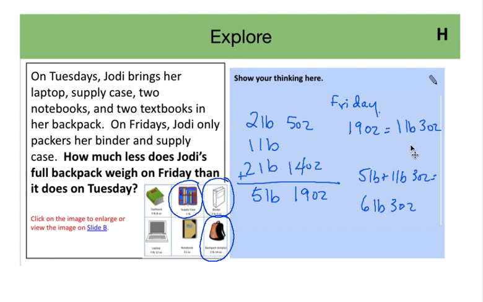So I went ahead and added that 1 pound, 3 ounces to the 5 pounds and got 6 pounds and 3 ounces. So that's a lot less weight on Friday. But we're not done yet. It says how much less does Jody's full backpack weigh on Friday than it does on Tuesday. So the weight of those bags is different on those different days. We saw it was 18 pounds on Tuesday and just 6 pounds, 3 ounces on Friday. So now we're going to have to find that difference.